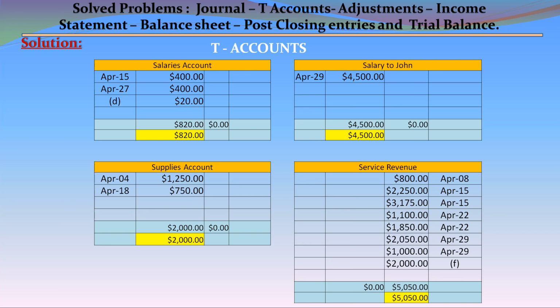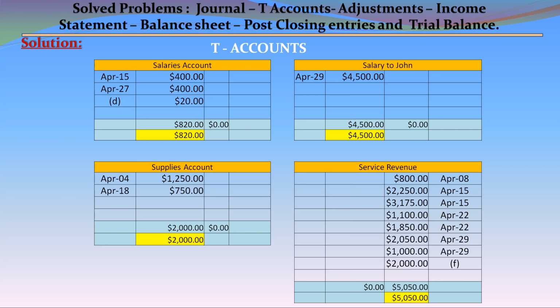Salary to John April 29 4,500. Debit balance 4,500. Supplies account April 4 1,250. Additional supplies bought April 18 750. Total supplies 2,000. Service revenue April 8 $800.